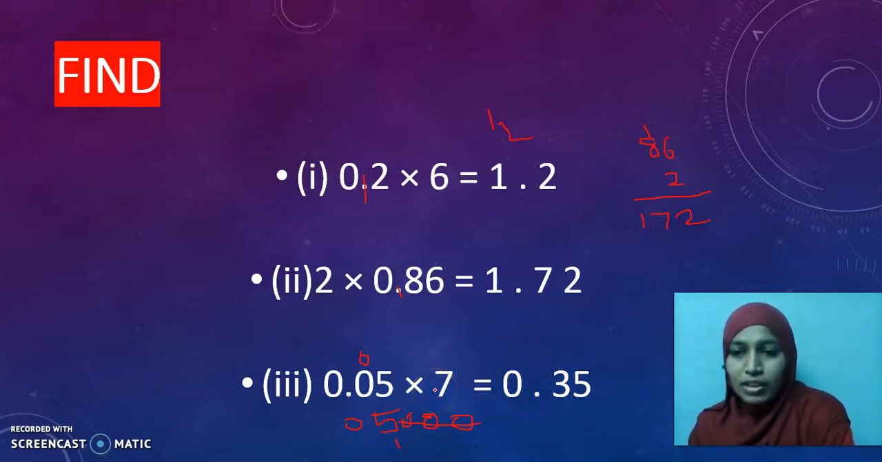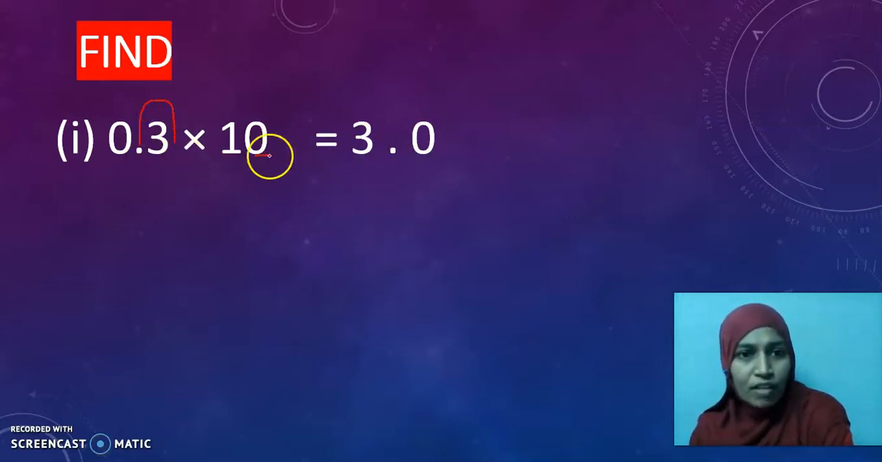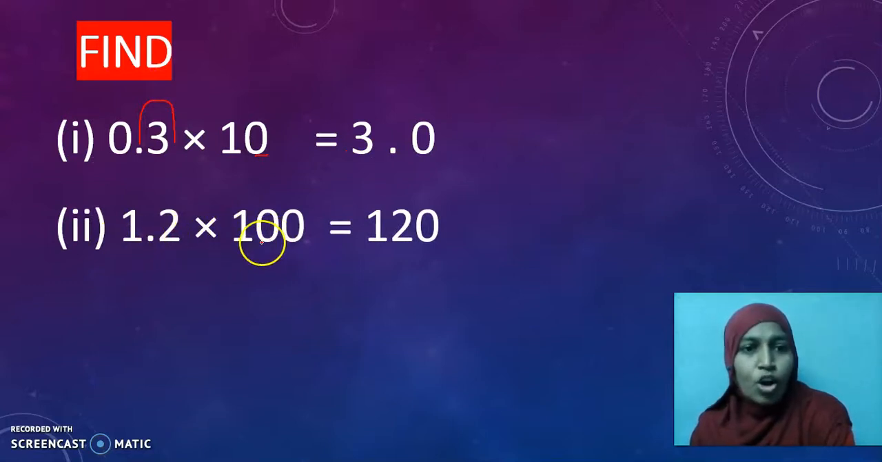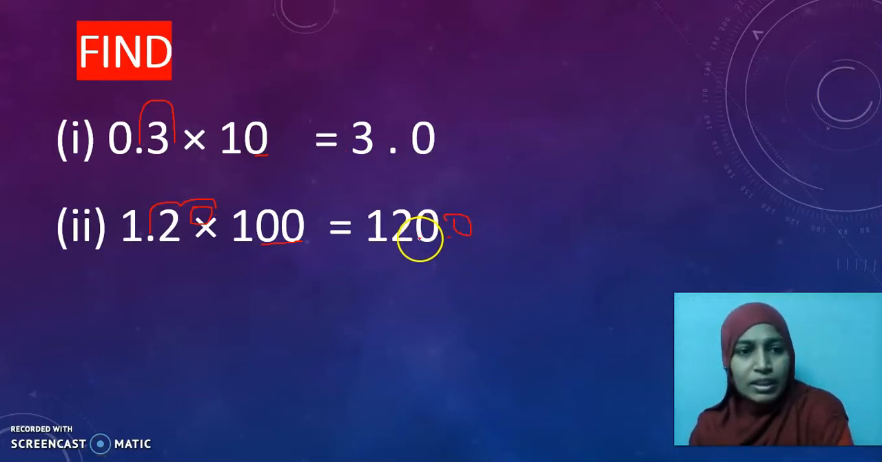Now let us have practice over powers of 10. Okay. 0.3 into 10. 1 zero is there. So this decimal point will shift only one place. So instead of having the point here, it shifted to here. Is it clear? Now next question. 1.2 into 100. How many zeros are here? 2 zeros. So 1, 2. So I will have 1 zero extra here. And then I will place the decimal point. Okay.